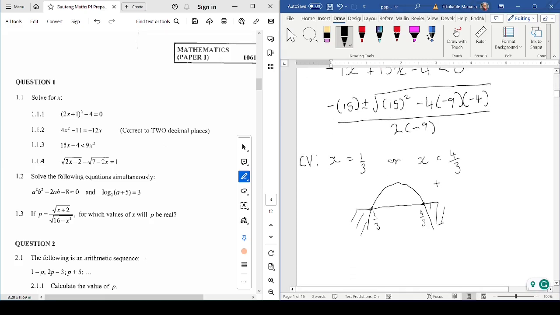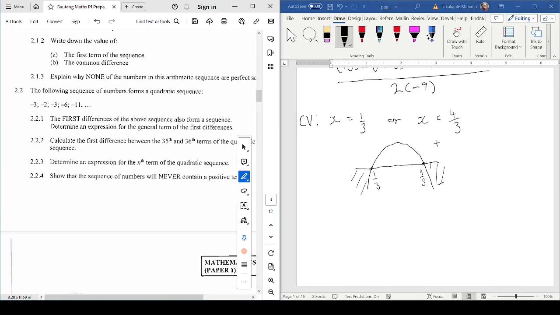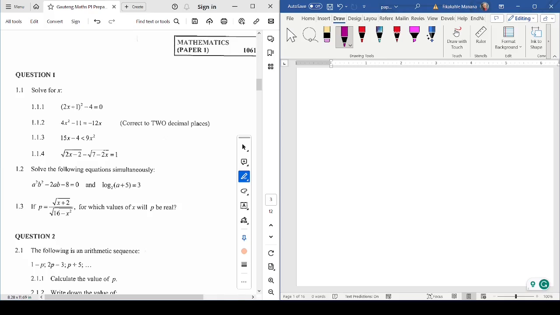How do I write that? Well, my answers are, sorry about that, x is from negative infinity is less than 1 over 3, right? And values of x that are more than 4 over 3. These are our answers, right? Okay, there we go. We are done. Okay, let's look at the next question. There we go.